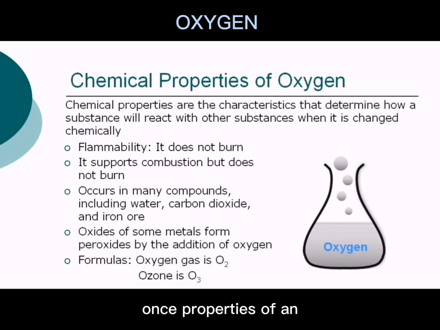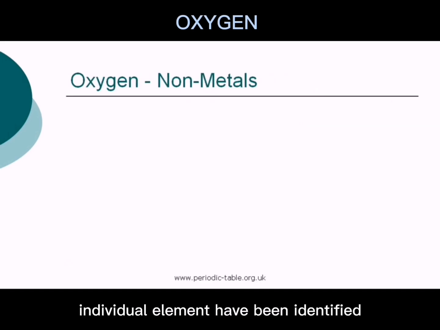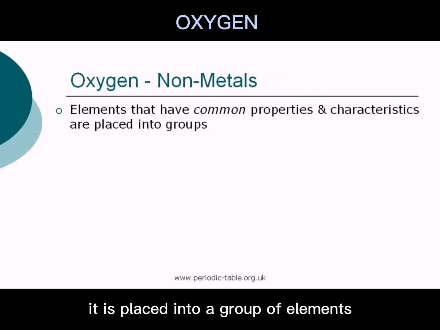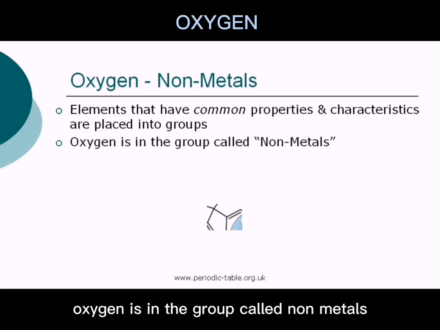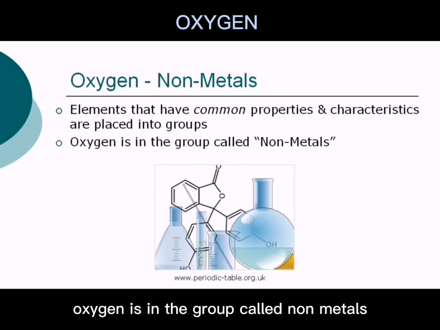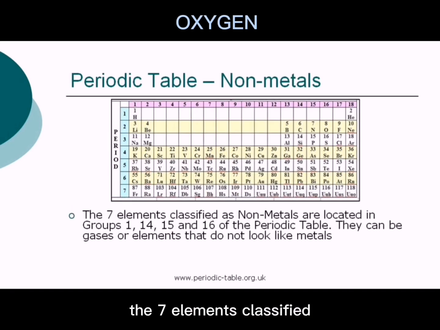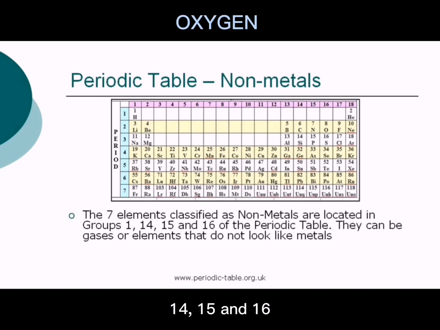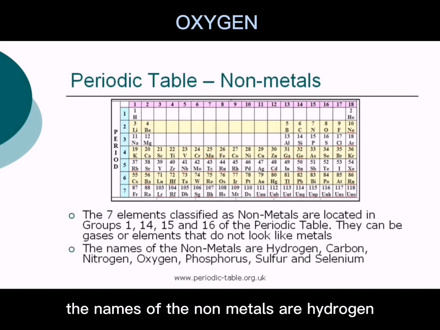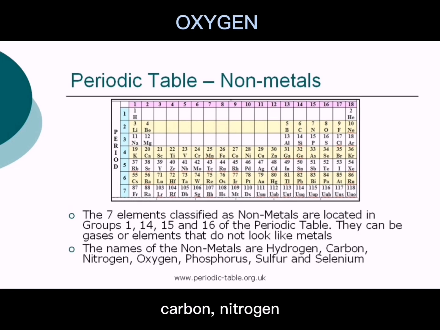Once properties of an individual element have been identified, it is placed into a group of elements which have common properties and characteristics. Oxygen is in the group called nonmetals. The seven elements classified as nonmetals are located in groups 1, 14, 15, and 16 in the periodic table. The names of the nonmetals are hydrogen, carbon, nitrogen, oxygen, phosphorus, sulfur, and selenium.